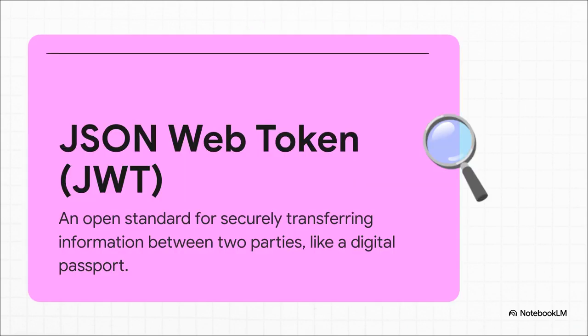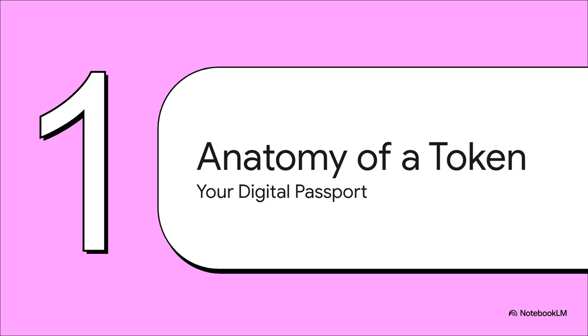And here it is. Meet the JSON Web Token, or JWT for short. You can think of it as the hero of our story today. A JWT is basically a standard way for two parties, let's say your web browser and a website server, to securely pass information back and forth. Honestly, the best way to picture it is as your own personal digital passport. It's small, it's self-contained, and it tells the server everything it needs to know about who you are and what you're allowed to see.